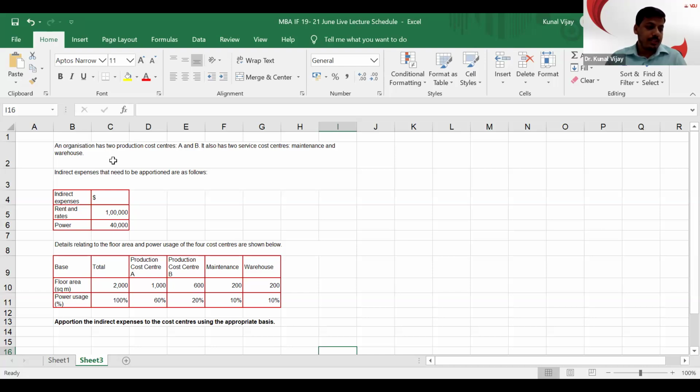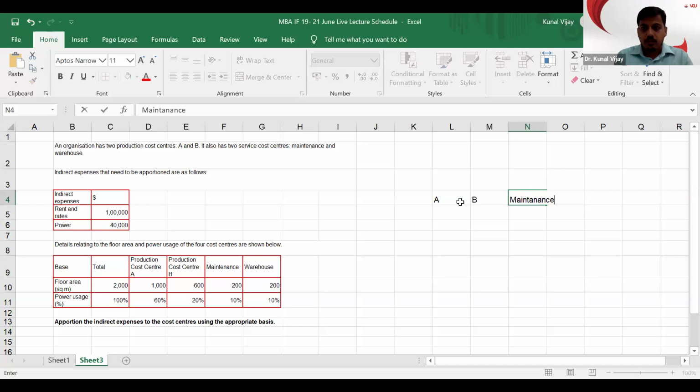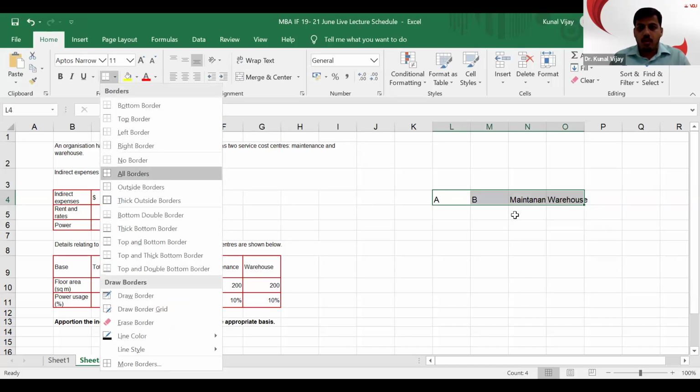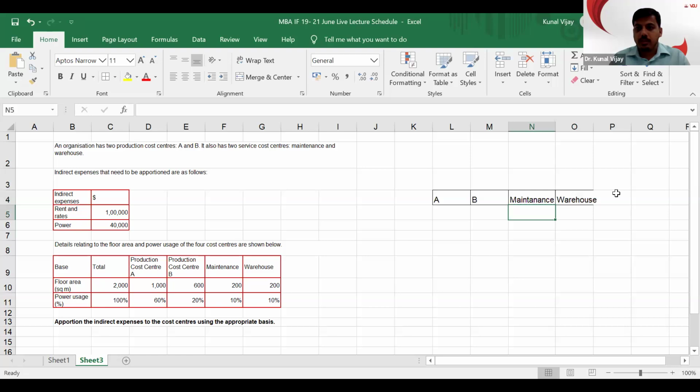You will have to understand what to do in this. So we have four cost centers. First one is A, B, and maintenance, and next one is warehouse. So we have four cost centers. Now, in all the four cost centers, we just have to allocate our expenses.